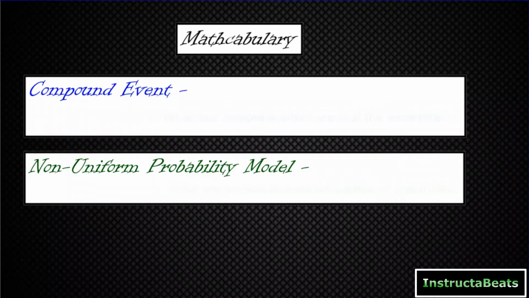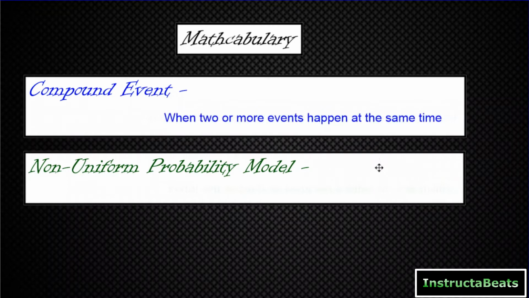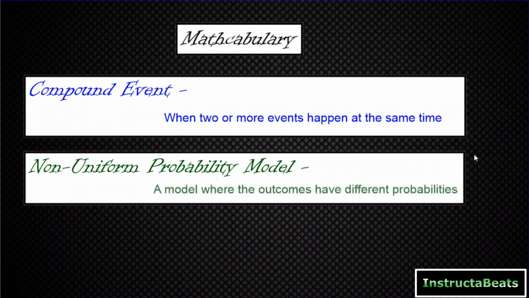But first, let's start with some math vocabulary. A compound event, we talked about that last lesson, is when two or more events are happening at the same time. In last lesson, everything was a uniform probability model, right? All the different outcomes had the same probability of happening. Today, we're focused on non-uniform probability models. A non-uniform probability model is when the outcomes have different probabilities.